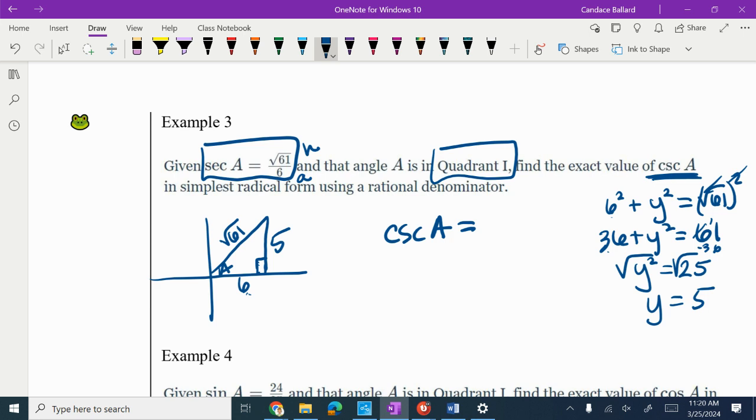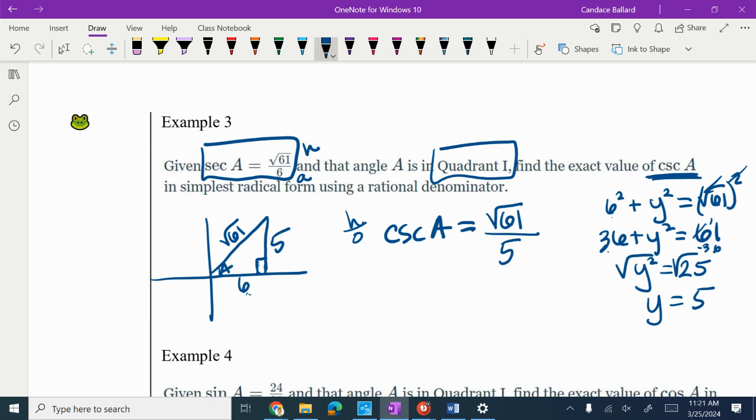All right, now we're ready to do the cosecant of A. Cosecant is hypotenuse over opposite. So what's on my hypotenuse right now? Square root of 61. What's on my opposite? 5.